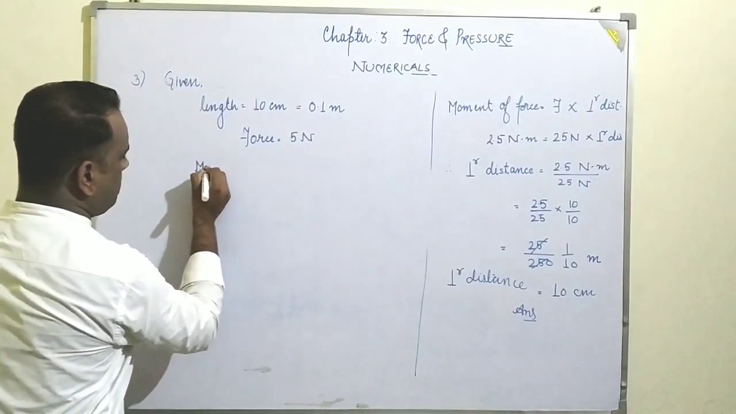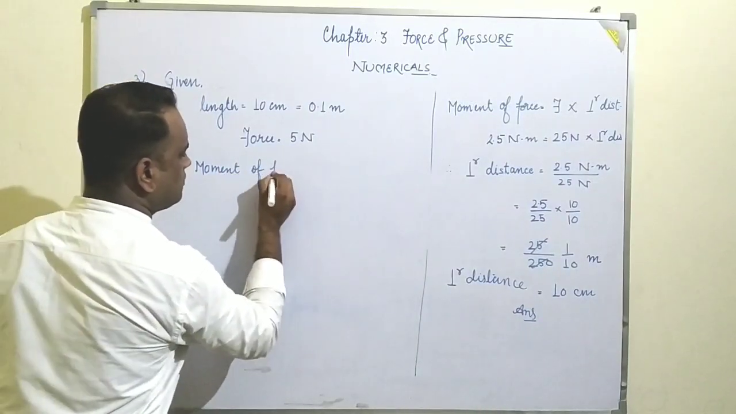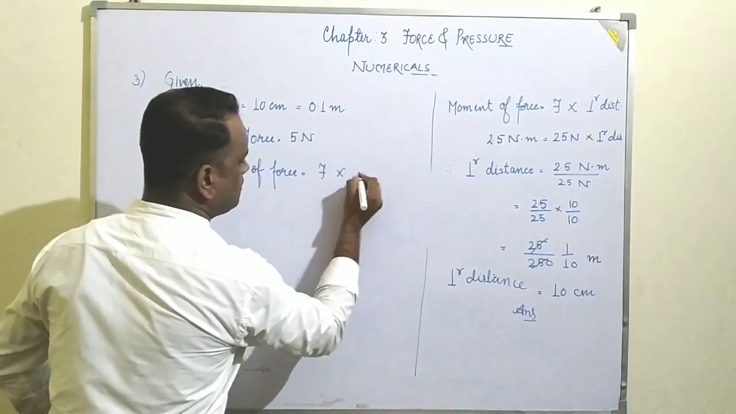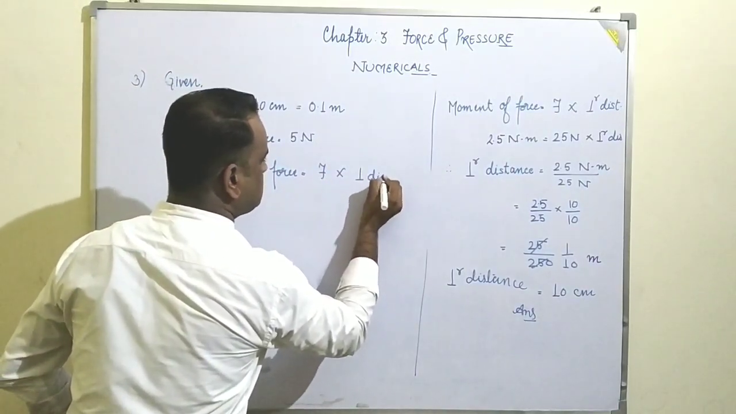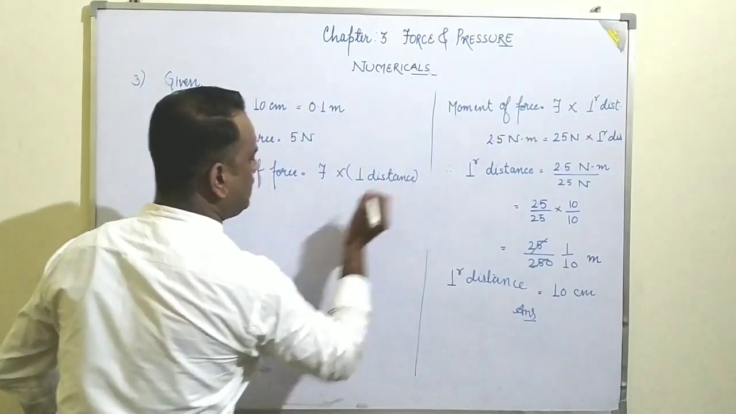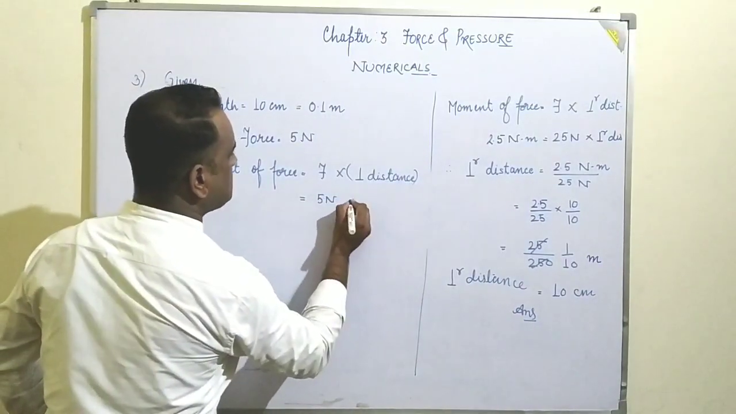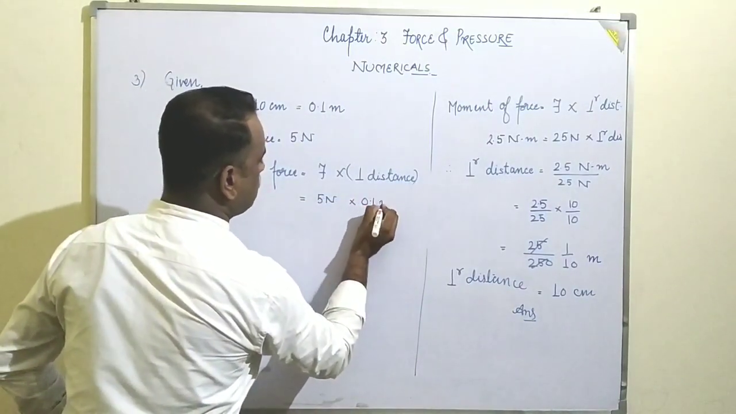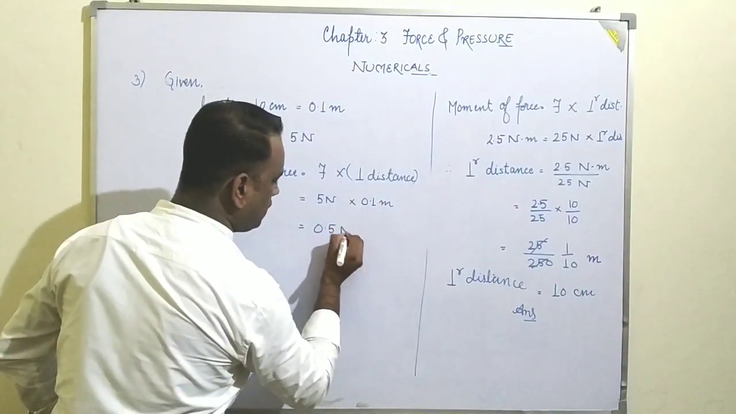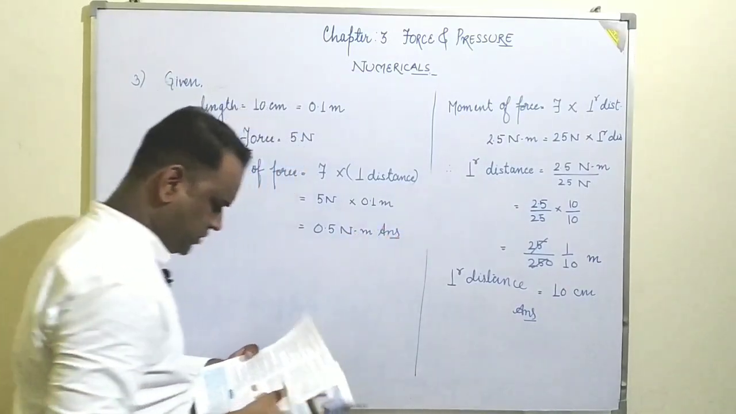Again, moment of force will be force into perpendicular distance. This is the formula, you know the formula. Force is given as 5 Newton and distance is given as 0.1 meter. So 0.5 Newton meter will be the answer of the given question.